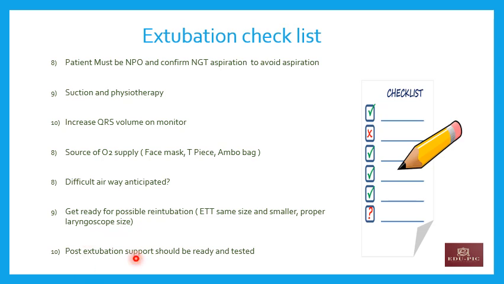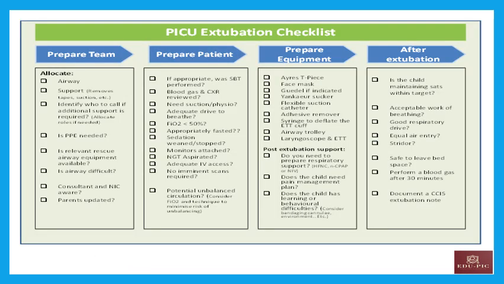Then post-extubation support should be ready and tested. If the patient is going to be extubated to CPAP, for example, it should be prepared and the settings have been done. And here we have an example for a PICU extubation checklist. Then you can tick the boxes and try to extubate the patient as safely as you can.